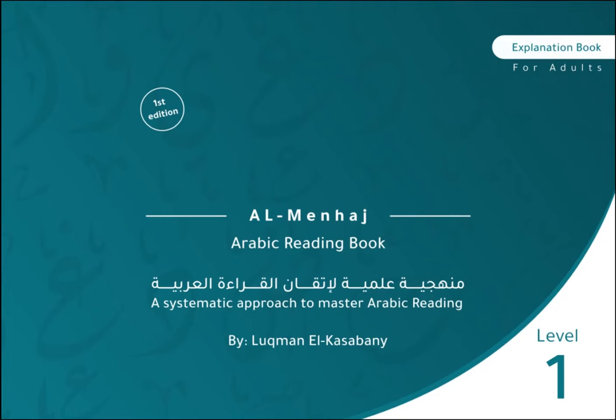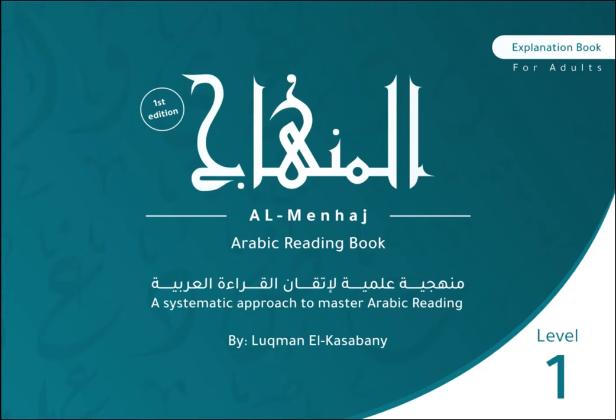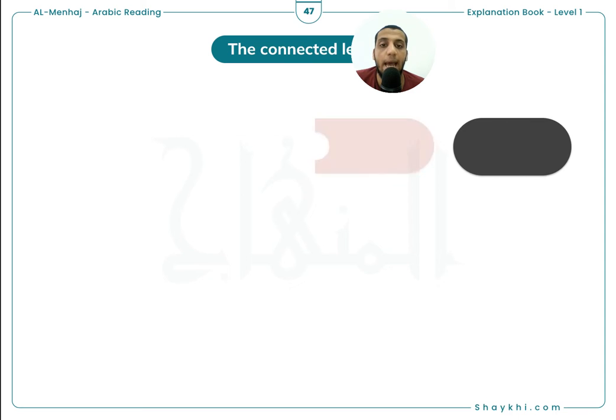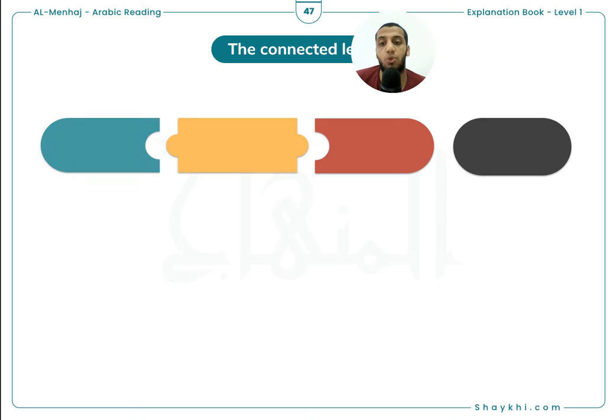This is just to remind you that we are explaining using the Al-Minhaj book, the official book of the academy. So why the connected letters? As we said before, because when we write any word, we don't use the isolated form of the letter, but the letters are joined together. And thus we have four forms for each letter. The first one is this one, and then this one, and then this one, and then this one.